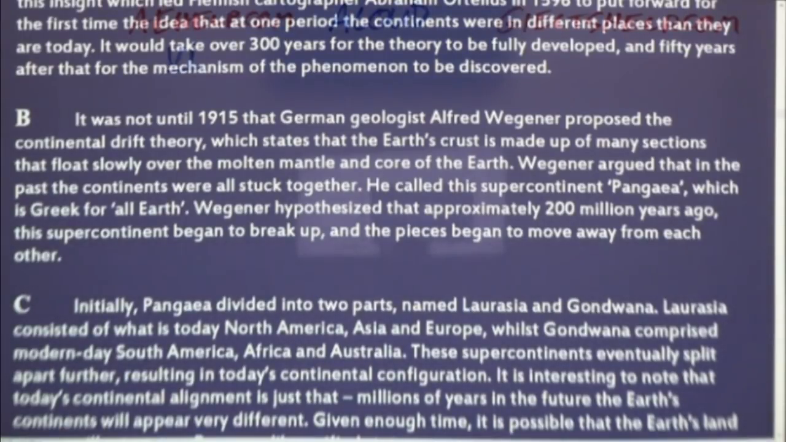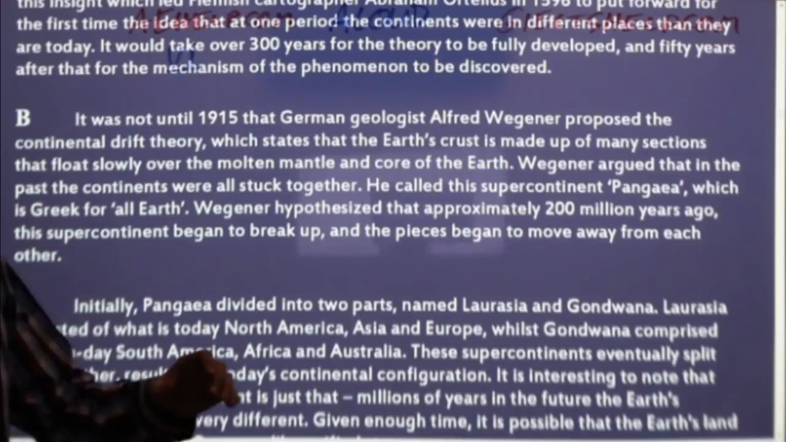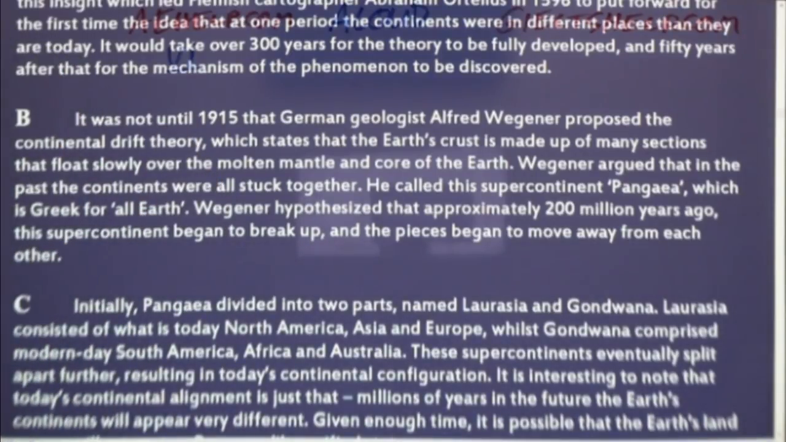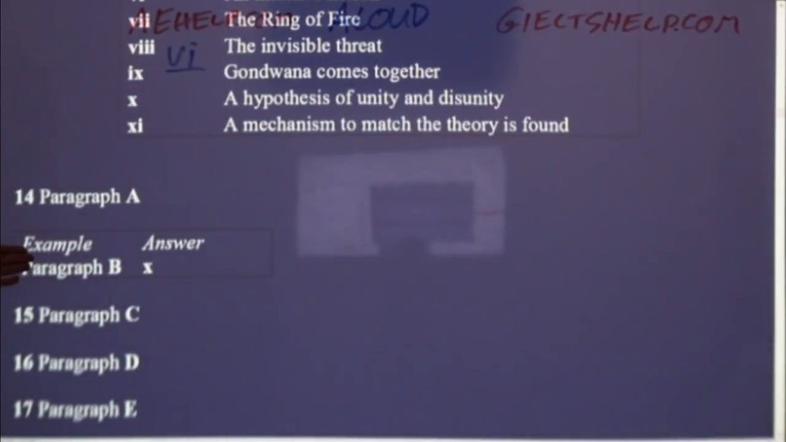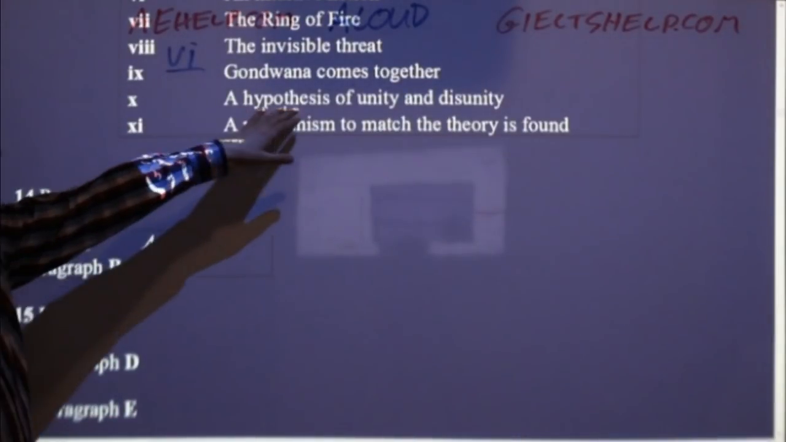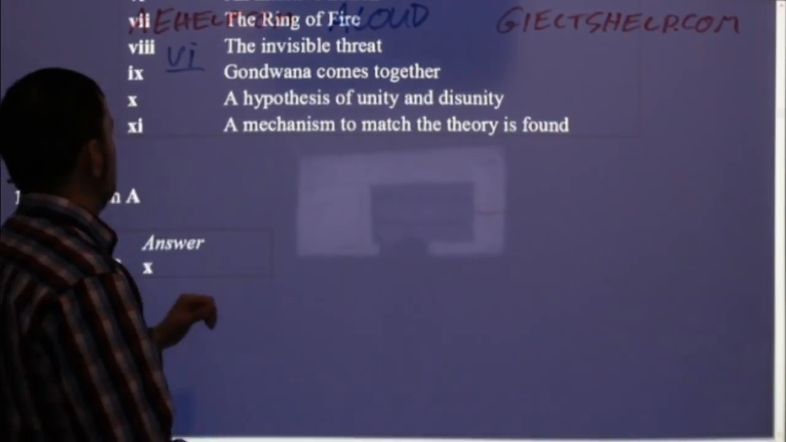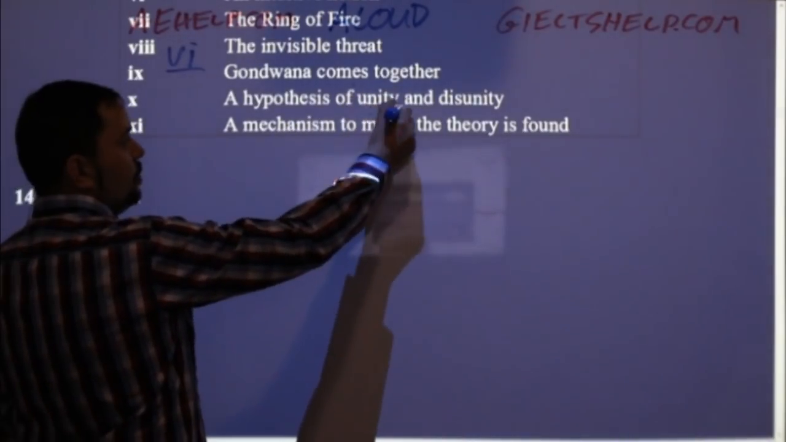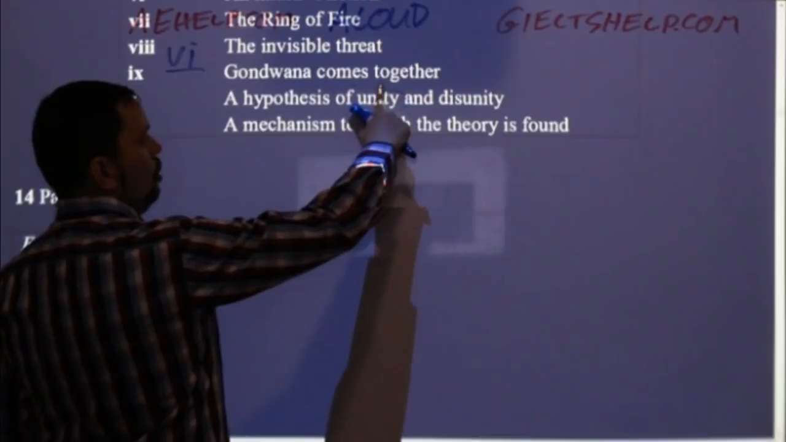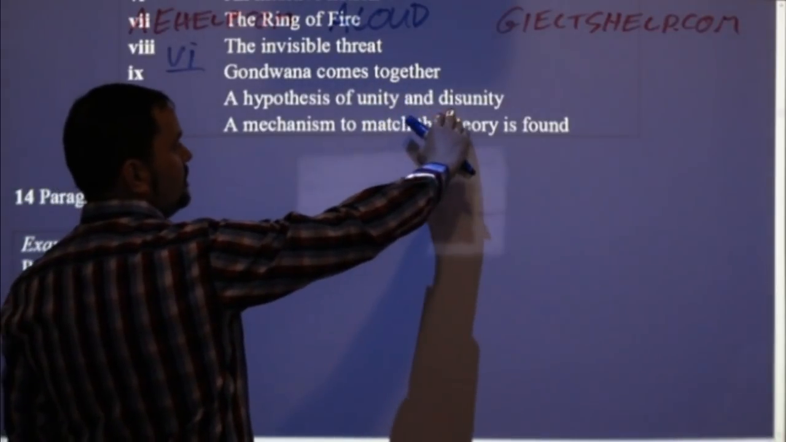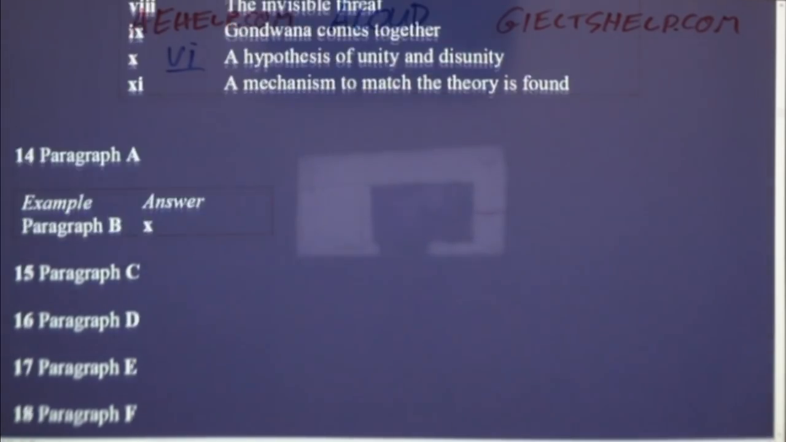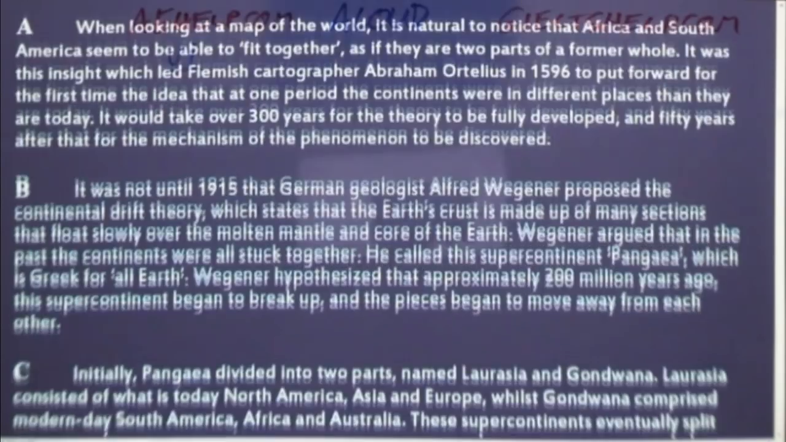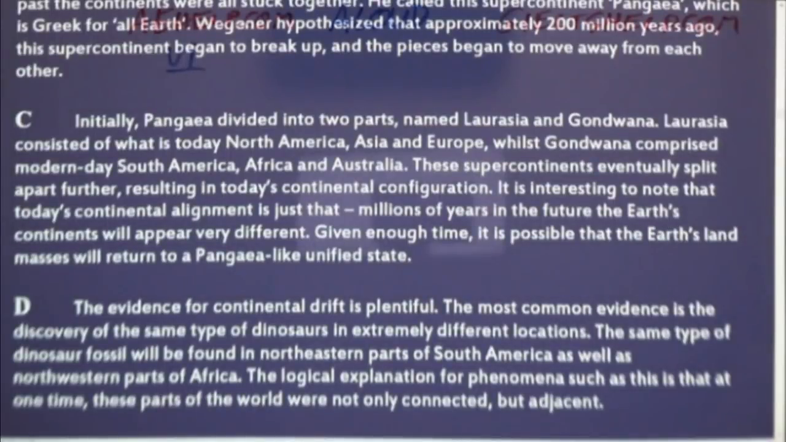We read that. We visualized it. Okay, we tried to picture that in our mind. We go back. We notice in the list of headings for this one, the answer is given, a hypothesis of unity and disunity. Good. Pangaea is the one giant all-Earth, and that breaks up over 200 million years into many sections. So we know that. That's great. Okay, let's go on to C. Let's keep rocking and rolling here, ladies and gents. Here we go.